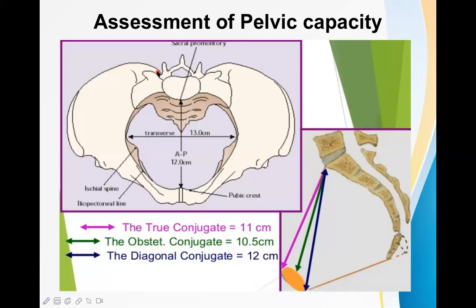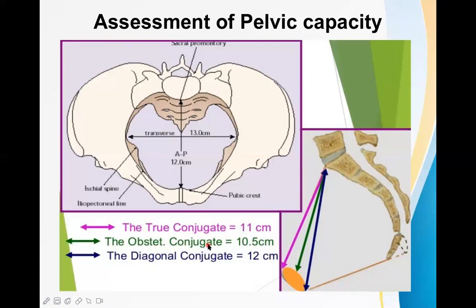Now, what do you mean by the true conjugate? True conjugate. Now, see here in this picture. This pink arrow is telling us this is called true conjugate. On the back side, it starts from sacral promontory, and in the front side, it starts from the upper part of pubic symphysis joint. See here, between these 2 points is the true conjugate.